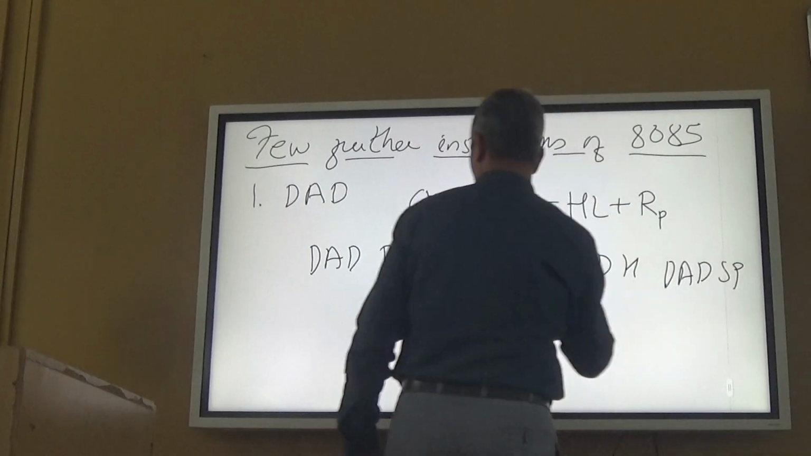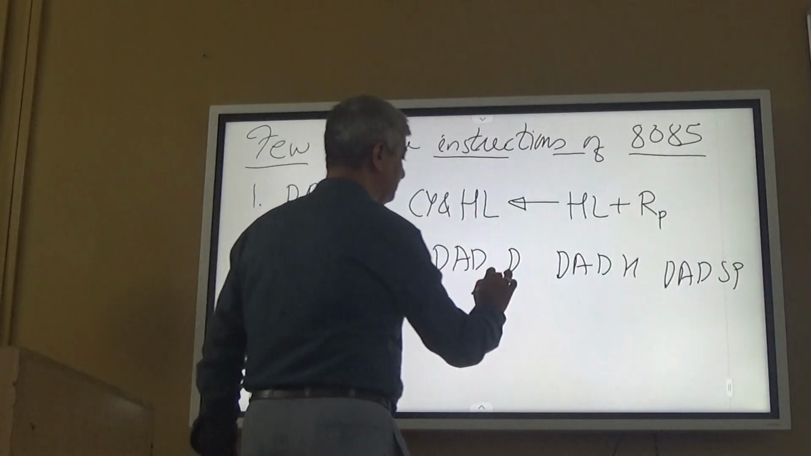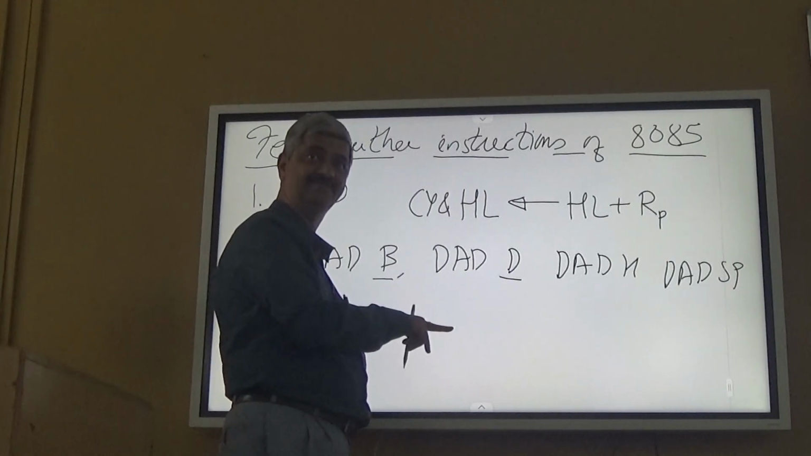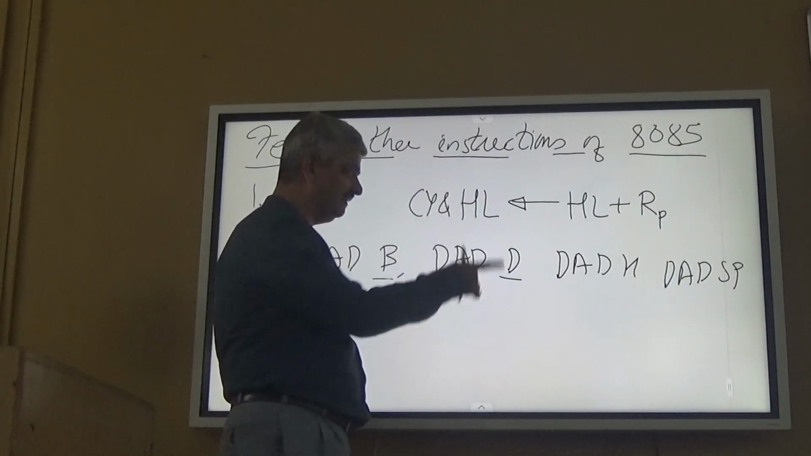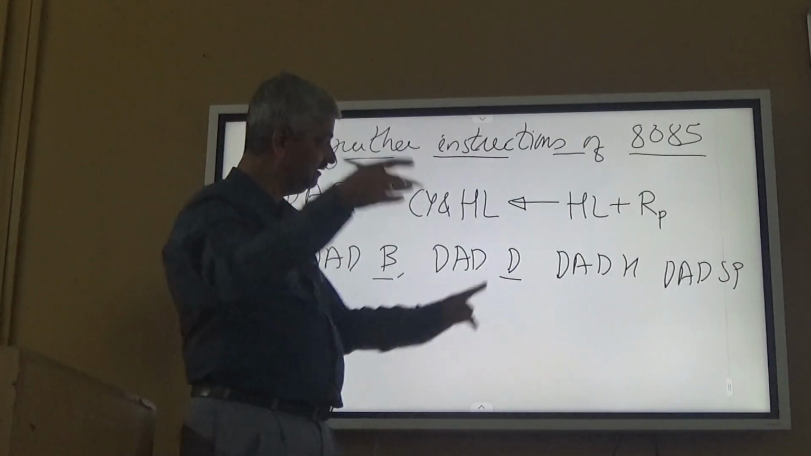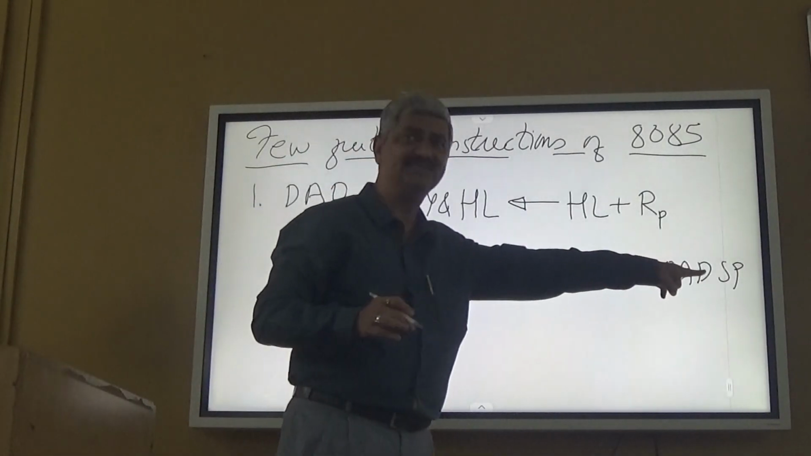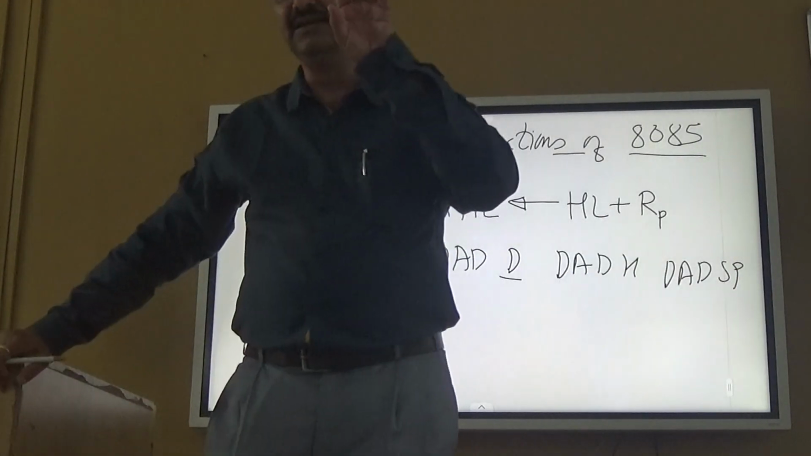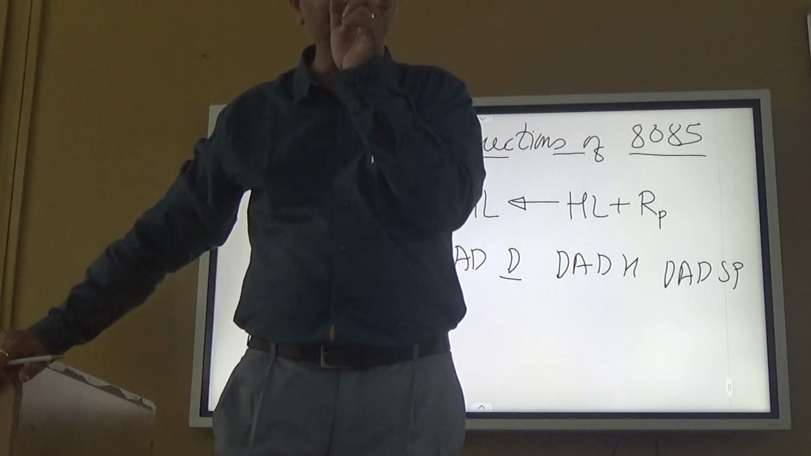Is it clear? B means BC, D means DE, because it is double; we don't say DAD BC. DAD B means B and C, with B the higher byte and C the lower byte. DAD D means D and E. DAD H means H and L, and SP is a pair itself. So SP has a pair existence only. Individual parts of SP are not accessible.